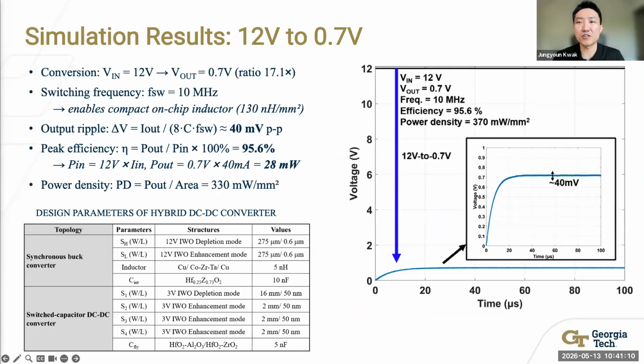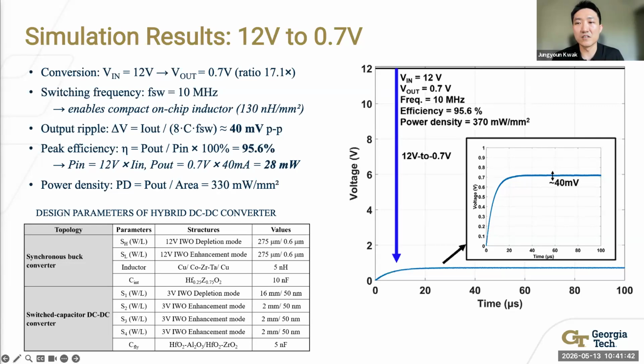The right figure shows the transient waveform of the hybrid DC-DC converter. The simulation confirmed a stable 12 to 0.7 volt conversion using the full hybrid converter with machine learning validated indium tungsten oxide models. The x-axis is time and the y-axis is the output voltage in volts. The voltage settled close to 0.7 volts with about 40 millivolts ripple. The ripple can be further reduced with a multi-phase hybrid converter, as is commonly done in buck converters.